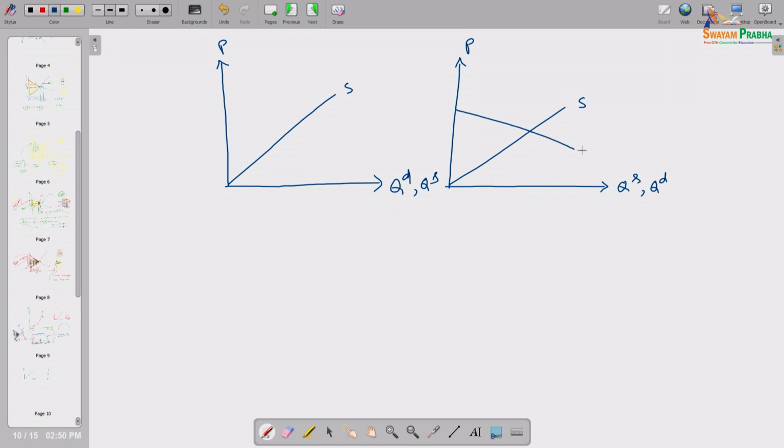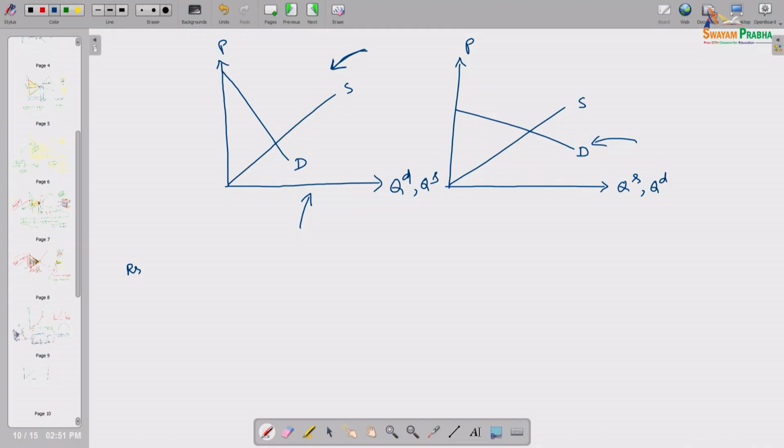Suppose this is the demand curve in one case, and in another case, suppose this is the demand curve. Here in the left panel we have drawn a demand curve which is a little bit steeper, which means the own price elasticity of demand is less. Perhaps the commodity is a necessary commodity to the customers. In the right panel, the demand curve we have drawn is a little bit flatter, so perhaps the commodity is a luxury commodity to the customers.